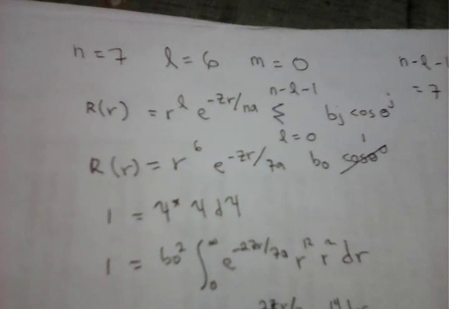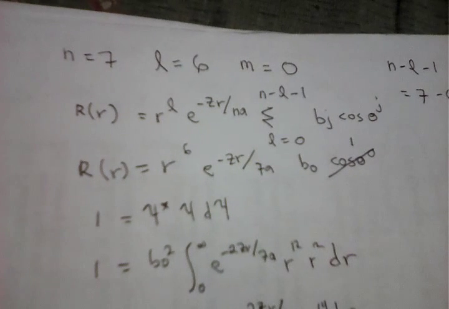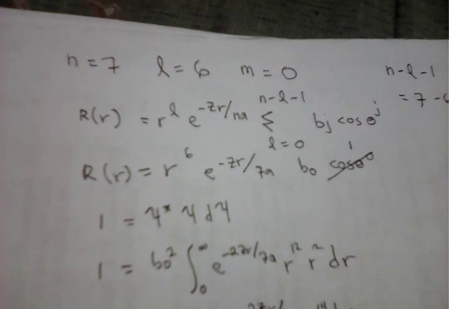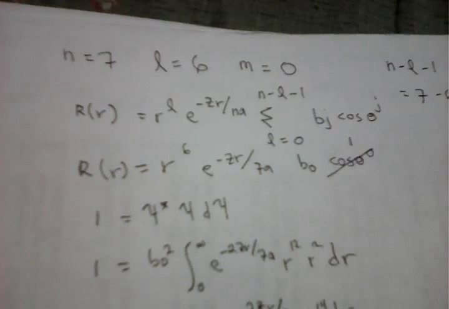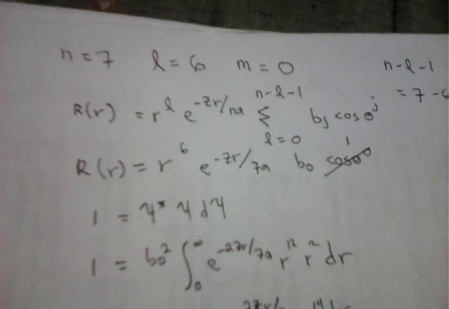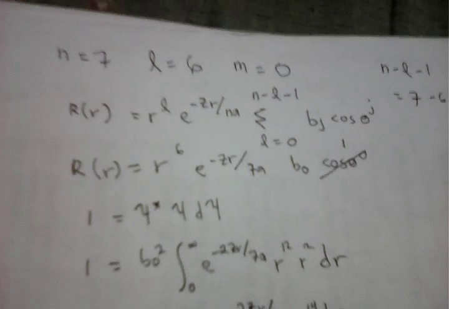substitute the given l equals 6, so r raised to 6, e raised to negative Zr over 7a, b naught, cosine theta raised to 0 equals 1. Then after that, it is normalized.